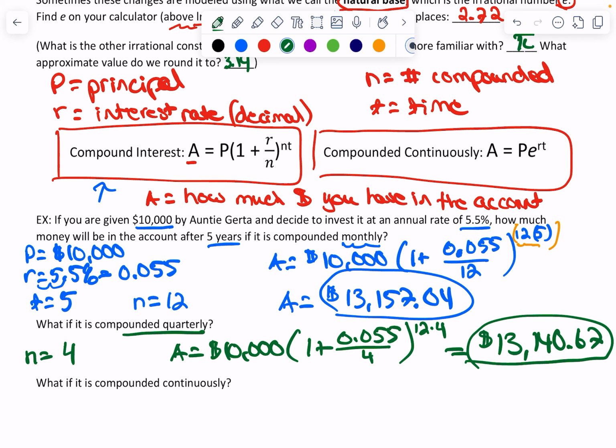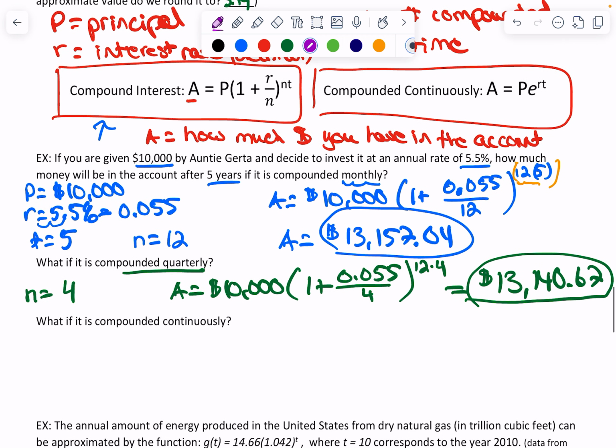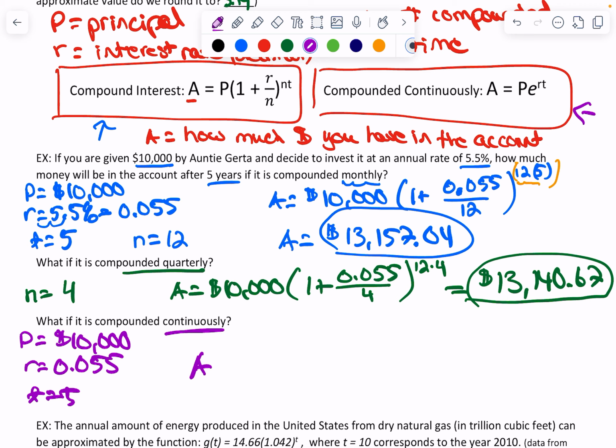So let's look at this last one, compounded continuously. That is when we're going to use this one right here. Again, our P is the same $10,000. That hasn't changed. Our R is 0.055 again, and our T is 5. So A equals $10,000, which is our P, times e to the power of 0.055 times 5.